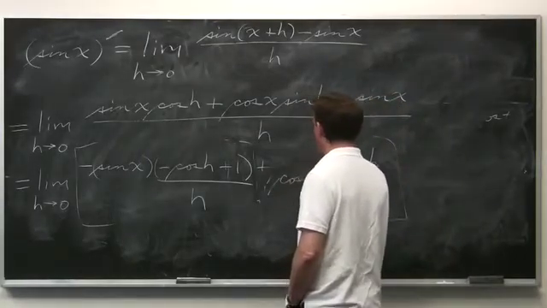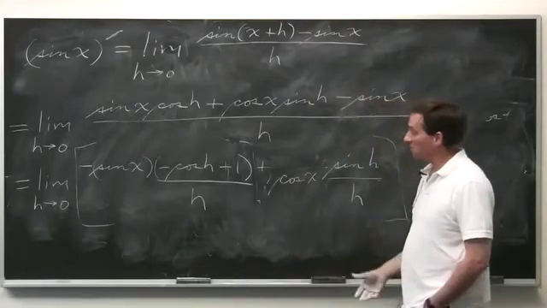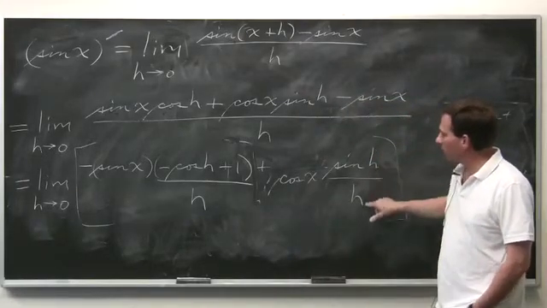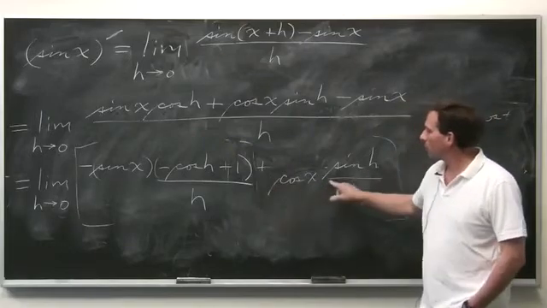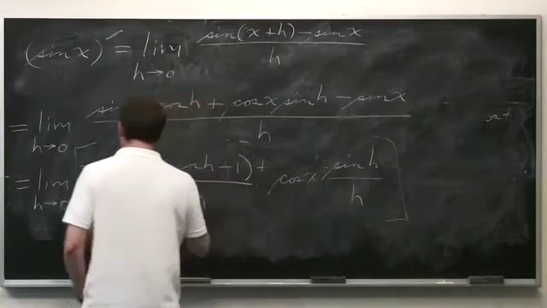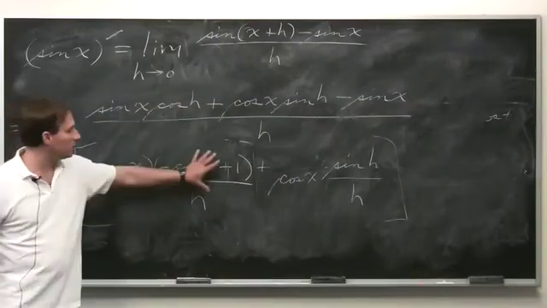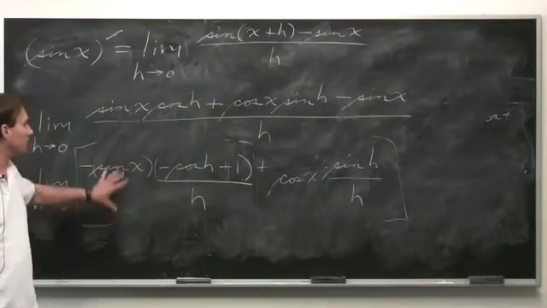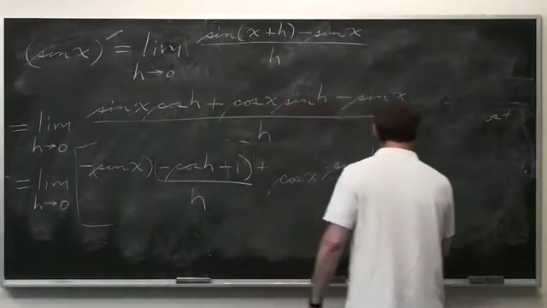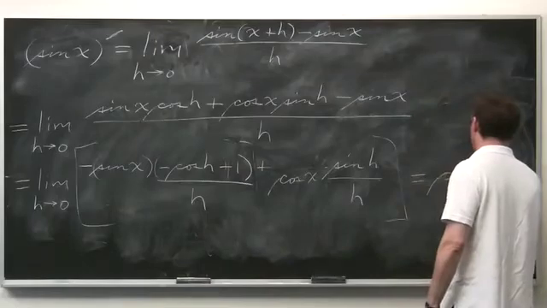So, what do you get? You get this as h approaches 0. But sine of h over h approaches 1. So you get 1 times cosine of x. That's cosine of x. 1 minus the cosine of h over h as h approaches 0, this part approaches 0. 0 times minus the sine of x is 0. So you get 0 plus 1 times the cosine of x. You get the cosine of x.